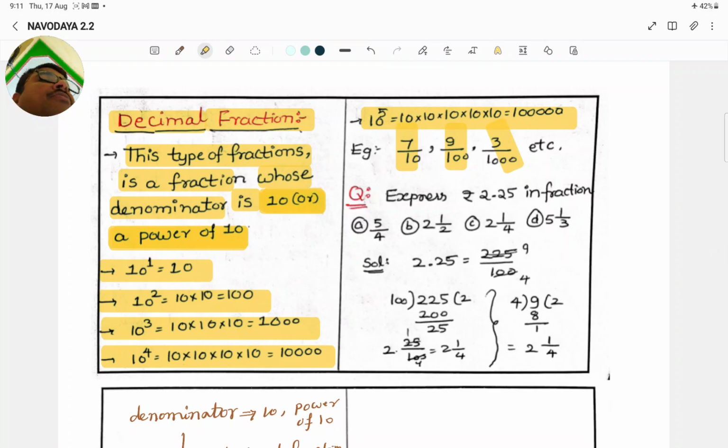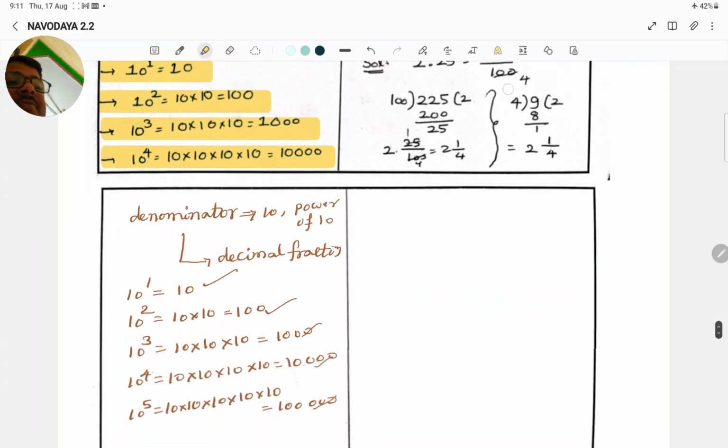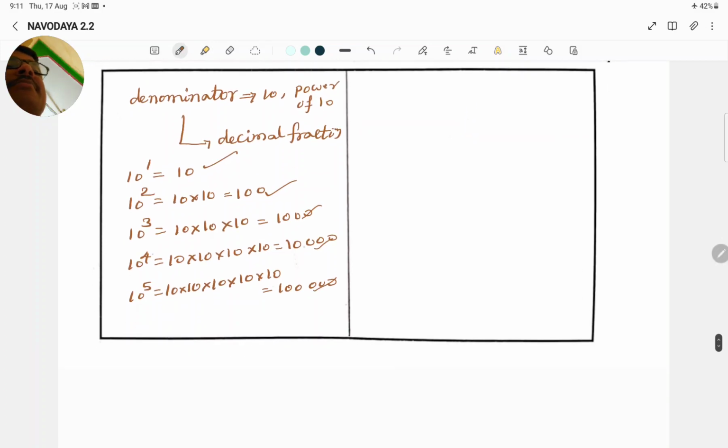Next, one question they give: express rupees 2.25 as a fraction. Now I am doing the problem. Rupees 2.25 is nothing but, if you write 225, after the point how many digits are there? 2 digits, that's why 225 divided by 100, which after simplification gives 9 divided by 4. Here 9 divided by 4 is an improper fraction.